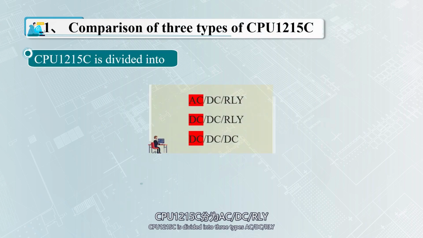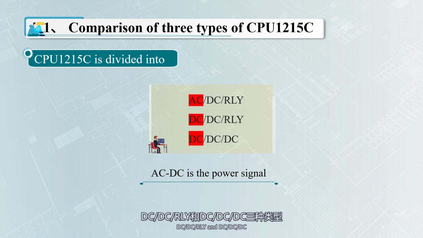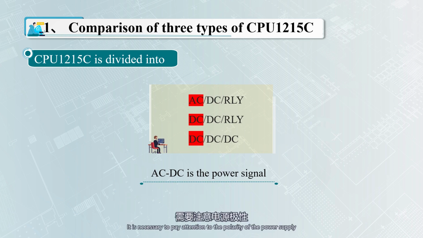CPU 1215C is divided into three types: AC-DC/RLY, DC/DC/RLY, and DC/DC/DC, mainly considering how to wire the power supply, input signal, and output signal. Comparison of three types of CPU 1215C. The first group of letters AC-DC represents the power signal with AC connected to AC and DC connected to DC. It is necessary to pay attention to the polarity of the power supply.